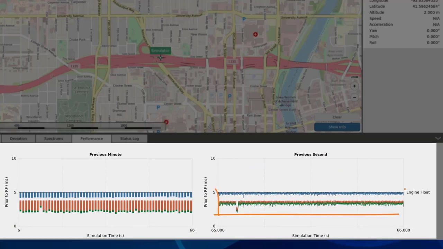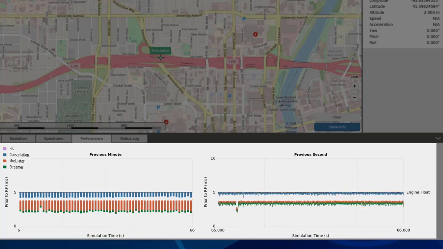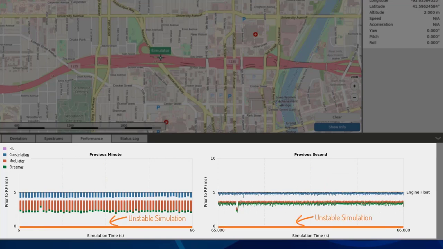As the simulation continues, data from the previous second graph is condensed and displayed on the previous minute graph. Each data point on the previous minute graph corresponds to 1 second of simulation. The colors mean the same as before, but now the heights represent the earliest start and the latest finish of the 1,000 chunks during that 1 second. This allows you to quickly see the overall performance of the system. The main point is this: lines staying near the top of the graph indicate the system is running smoothly, with low risk. Lines dipping near the x-axis indicate instability, with higher risk of underrun.